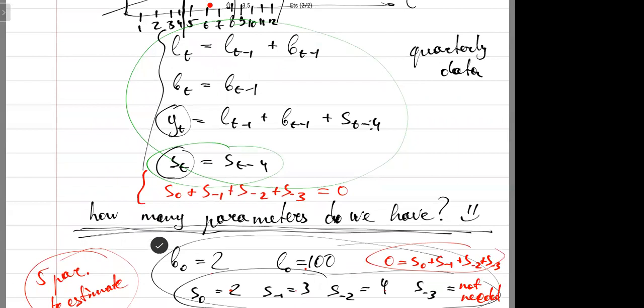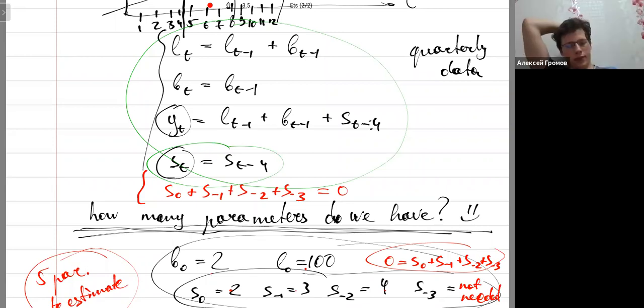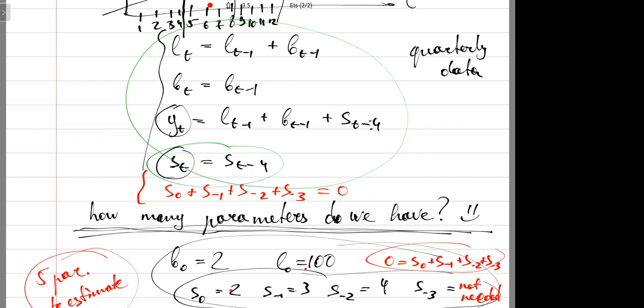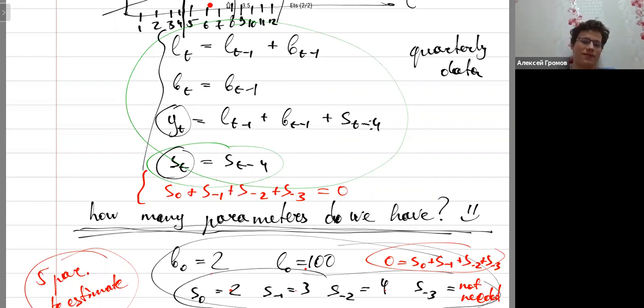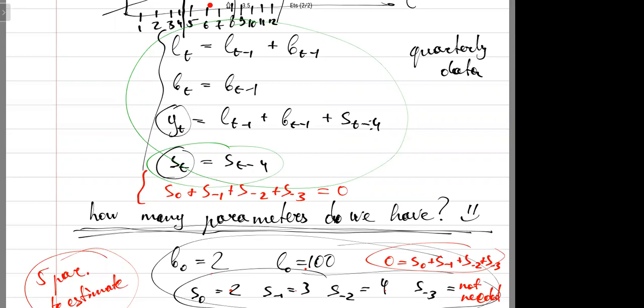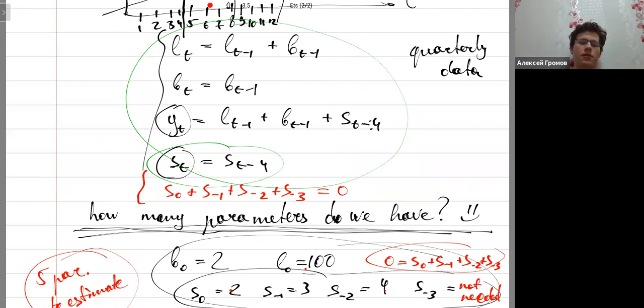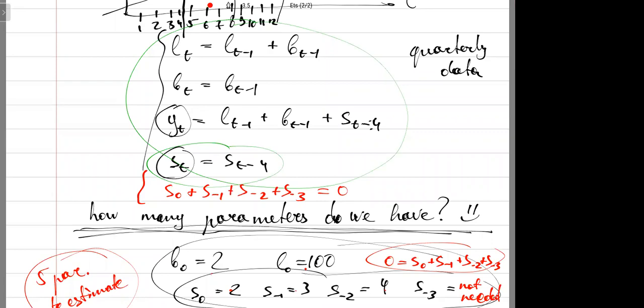Okay, is everything clear in the model without error, or any questions about the model without random noise? Because now I will introduce random noise in these equations. Yes, everything's clear, but one particular question. You mean that we need to estimate 5 parameters in this particular model, which includes seasonal data, but not monthly? Yeah, we need to estimate 5 parameters.